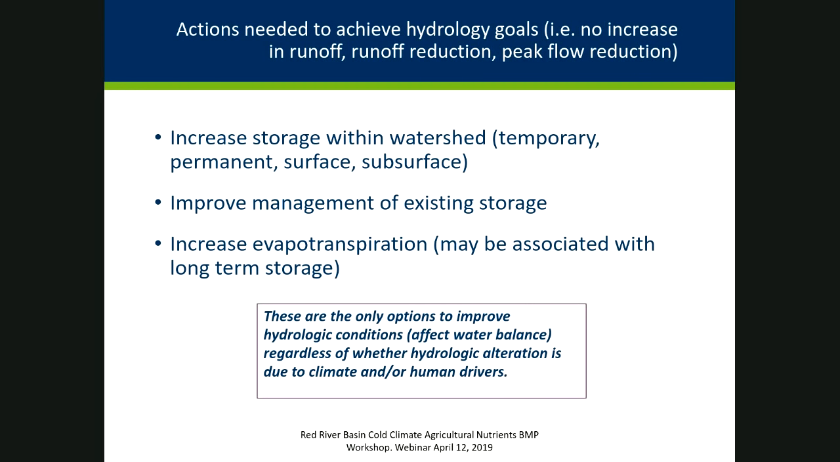And I would say that these are the only options to improve hydrologic conditions, affect water balance, regardless of whether you're more inclined to think that hydrologic alteration is due to climate or to humans. And there's an ongoing debate about, is it mostly climate, is it mostly humans? As a watershed planner, I'm more interested in what are the solutions and how do we make the landscape more resilient. And I think in the frame of it, it really doesn't matter what the cause is. These are the only things we can affect on the landscape to help improve things.